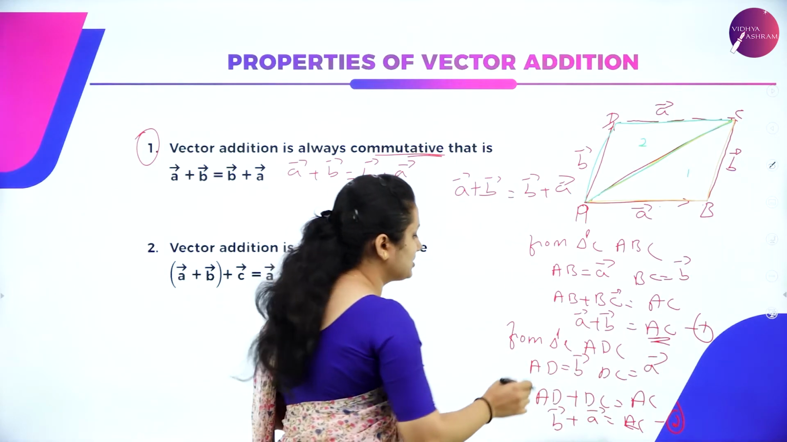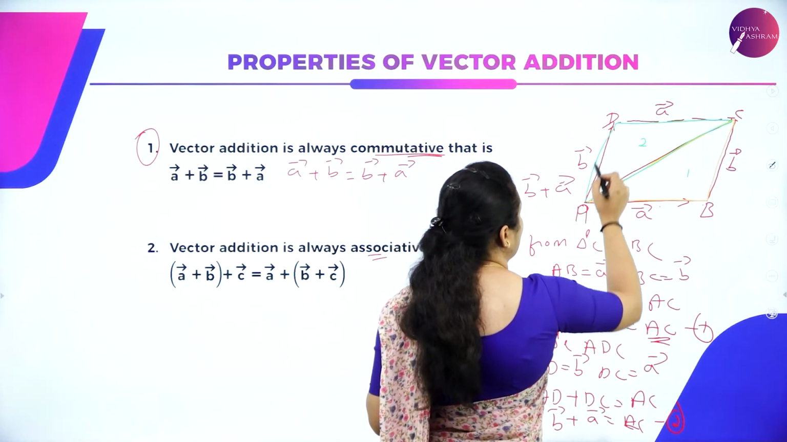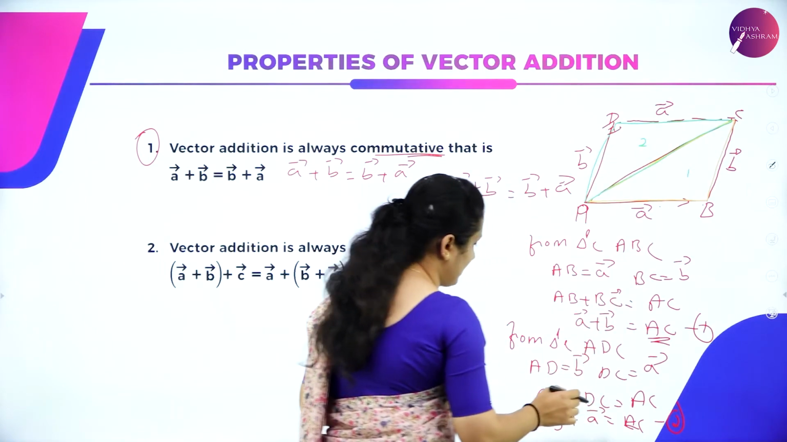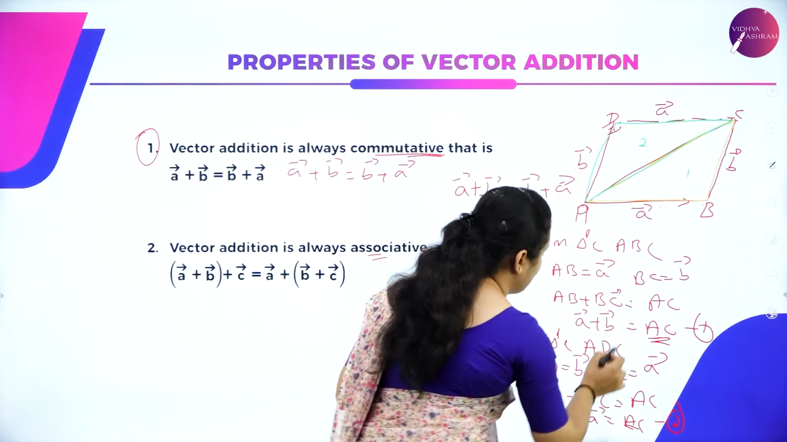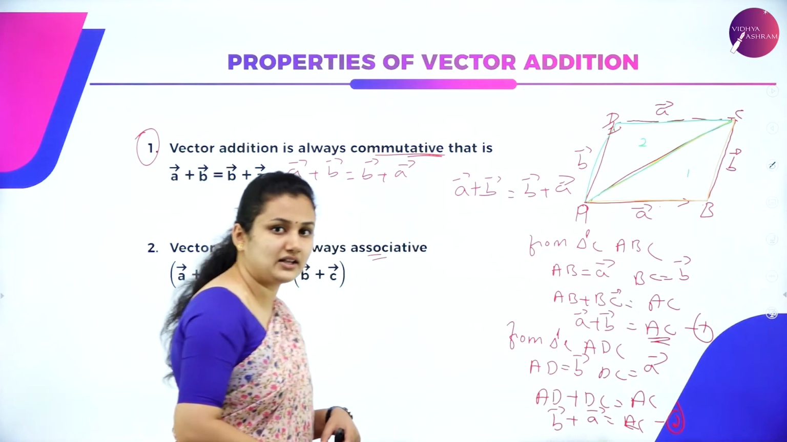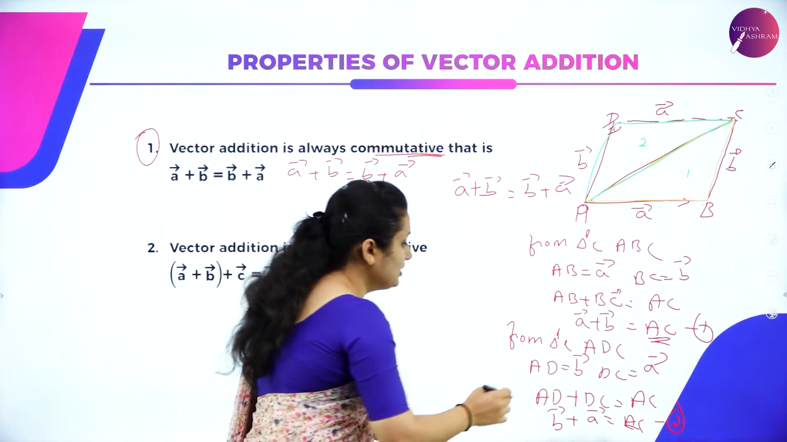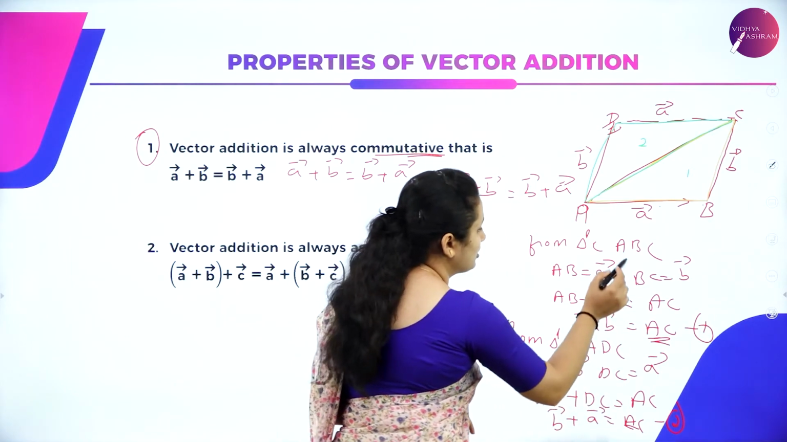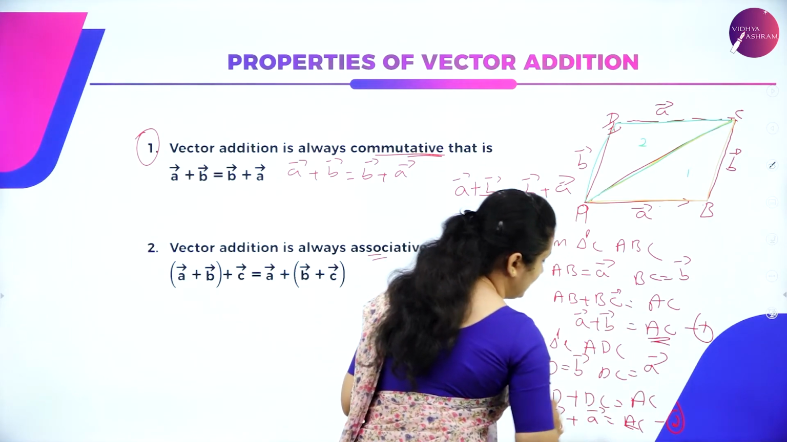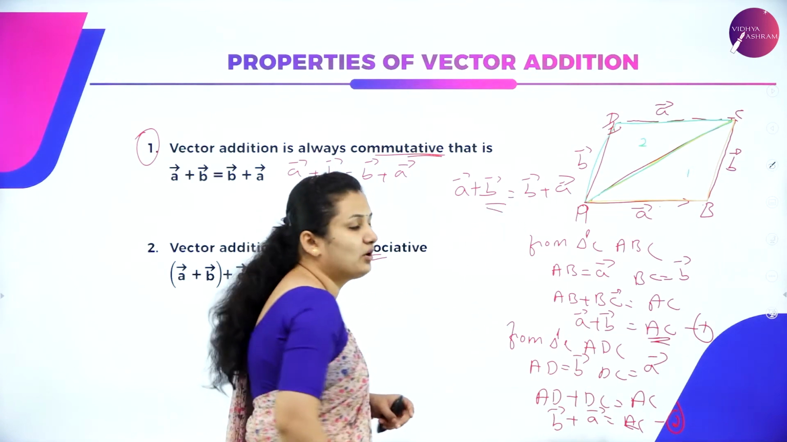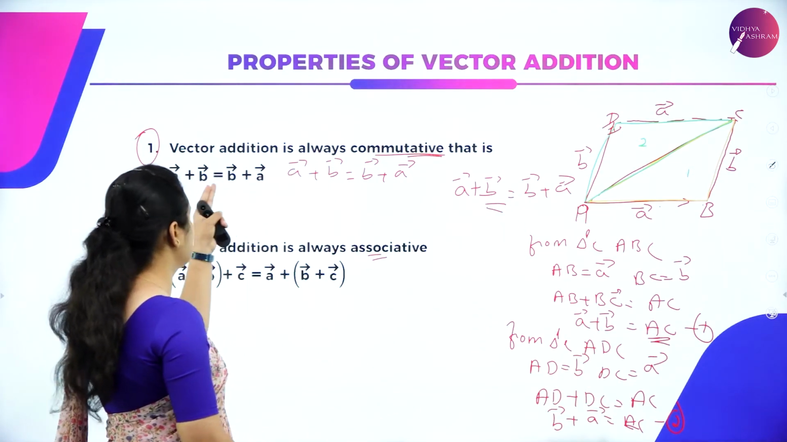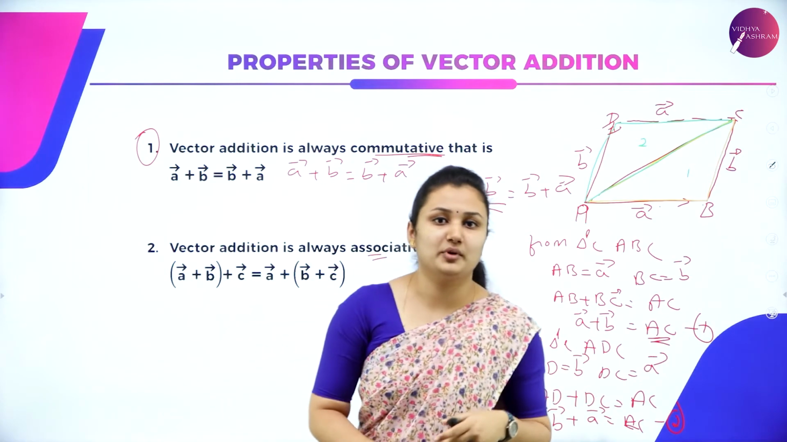I got one equation. From the second triangle ADC, AD is B, DC is A, because they are parallel sides. So AD plus DC is equal to AC. Again, I got the second equation. On equating equation 1 and 2, I'll get the commutative law, that is vector addition is always commutative.